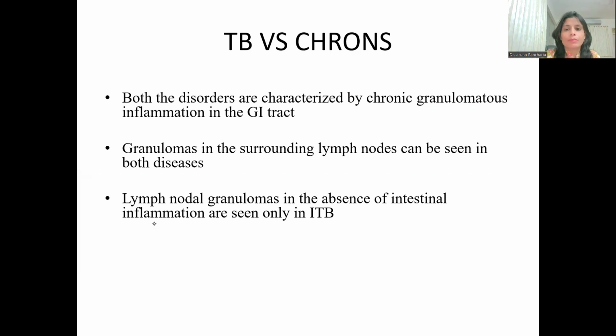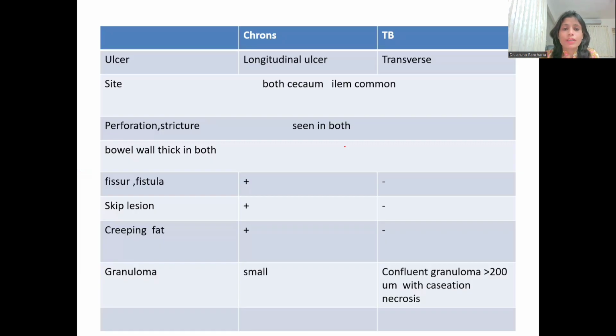Now, what are the similarities? Why do they look similar? Because both diseases, Crohn's and tuberculosis, are chronic granulomatous conditions. And in the lymph node also, we will see the granulomas. The locations of both diseases are quite common, the ileum and the cecum. Perforation and wall thickening occur in both cases, but the type of ulcer is different. In tuberculosis, the ulcer is transversely placed, while in Crohn's disease, the ulcer is longitudinal.